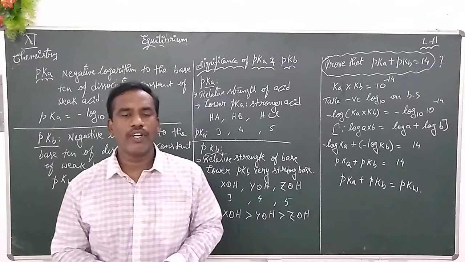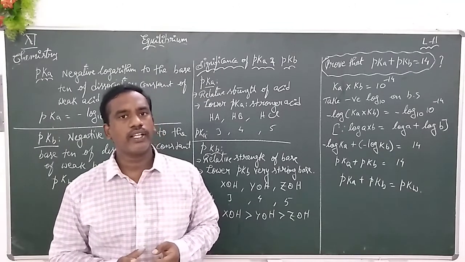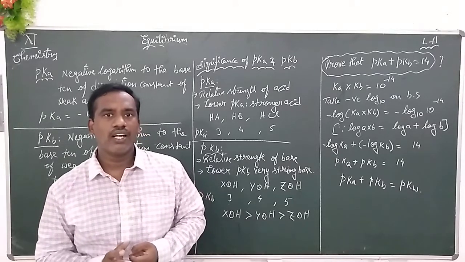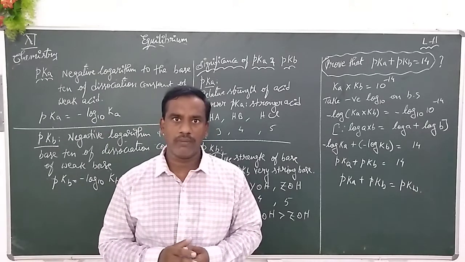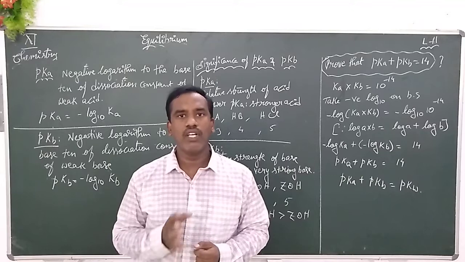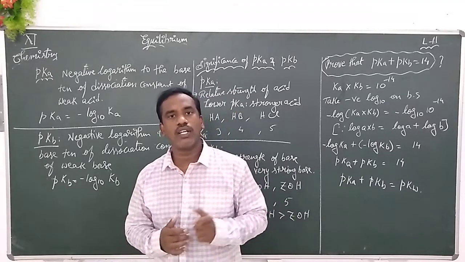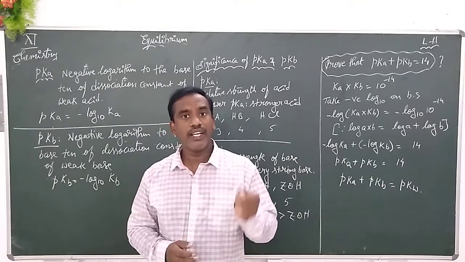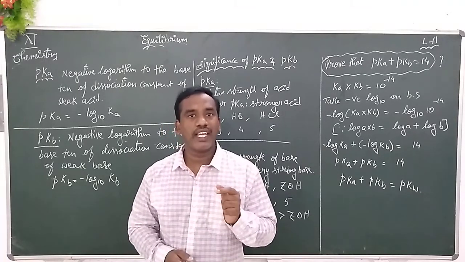In the last video, we learned about the Ka and Kb values. What is Ka? Ka is the acid dissociation constant at equilibrium, the weak acid dissociation constant. Similarly, we learned about Kb. Kb is the dissociation constant of the base. Now we are bringing a new term in relation to Ka, called pKa.